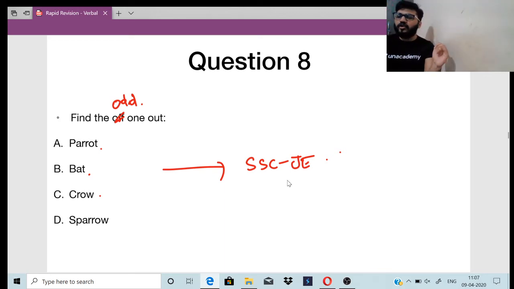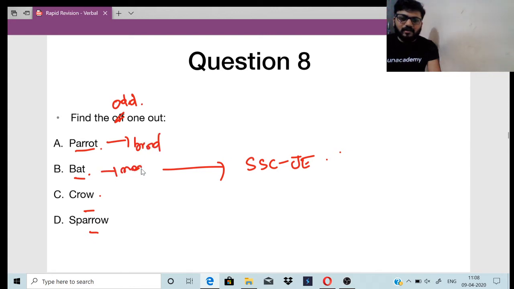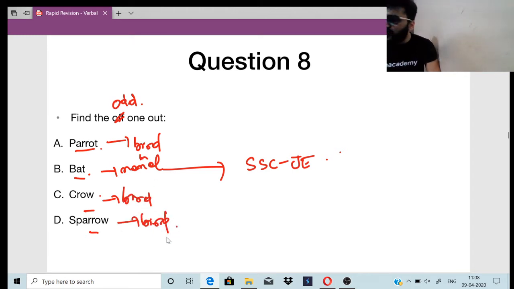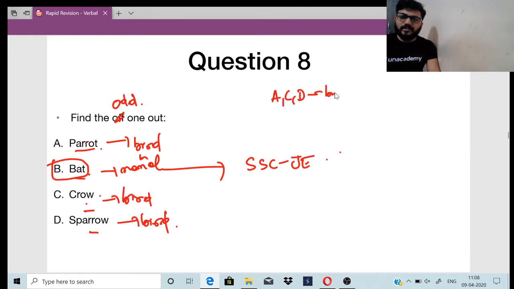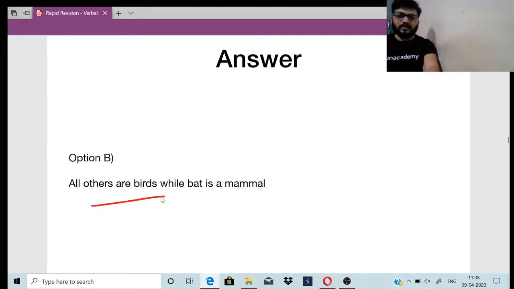Odd one out. They will give you four and you have to choose the odd one out. So it is parrot, bat, crow and sparrow. Parrot is a bird. Bat is a mammal. Crow is also a bird, and sparrow is also a bird. So which one is the odd one out? It is B, bat. A, C, D are birds, whereas B is a mammal. Chalo, let's move on to the next question. This was an easy one.